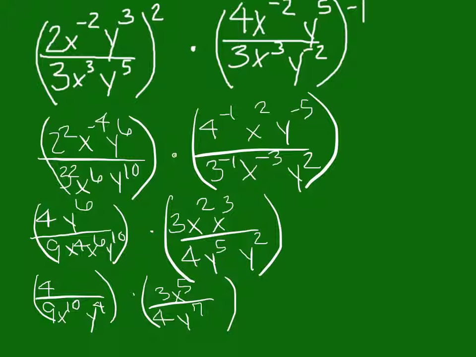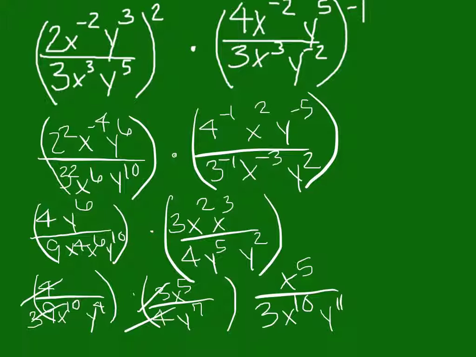Now we look to see if anything will reduce if we cross multiplied. 4 is on top and there's a 4 on bottom, so those would cancel out. Also, there's a 3 on top and a 9 on the bottom, which becomes a 3. So now we multiply across and we get x to the 5th over 3, x to the 10th, y to the 11th, which will simplify to 1 over 3, x to the 5th, y to the 11th.